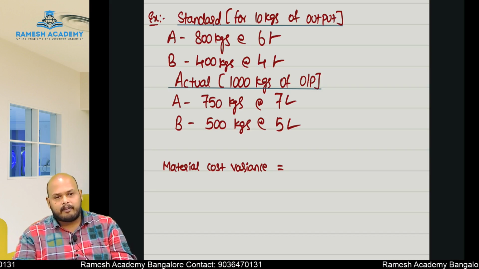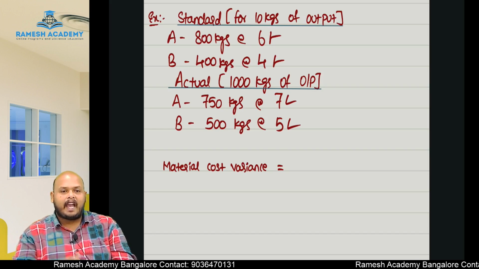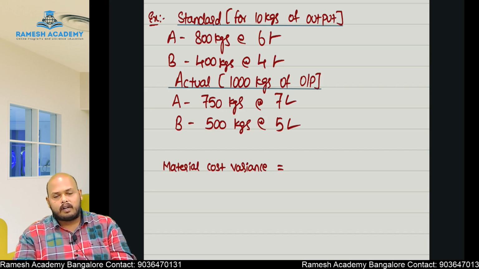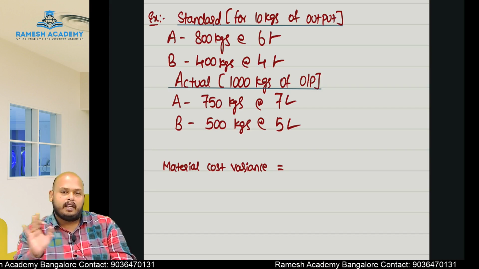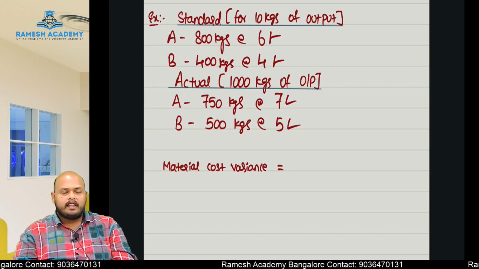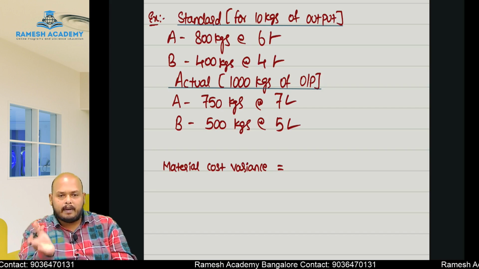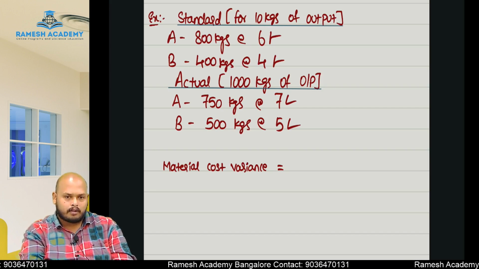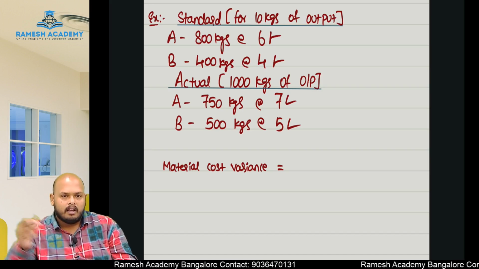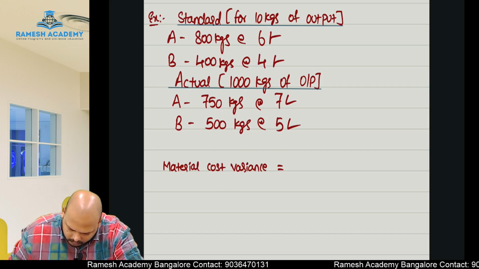What is the difference between? The difference between actual material cost and expected material cost. That is only called as material cost variance. Understood everyone? The difference between expected material cost and actual material cost is called as material cost variance. Okay? Now let us calculate.